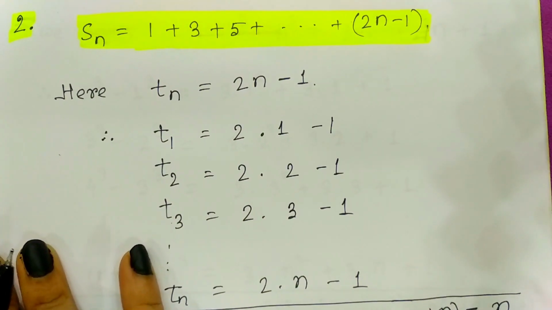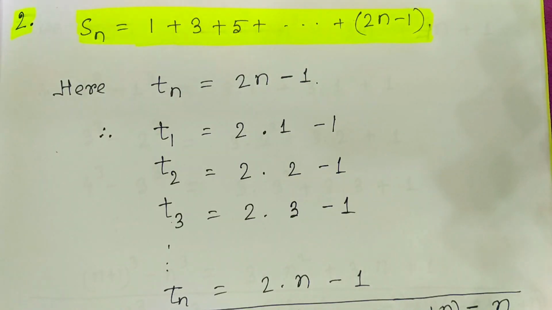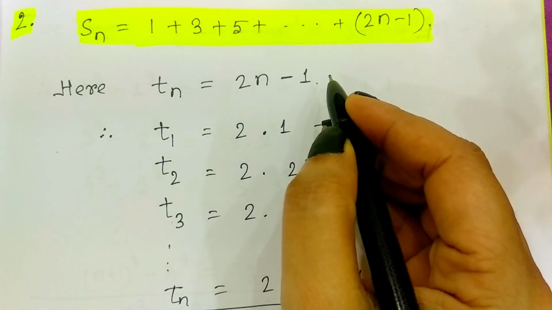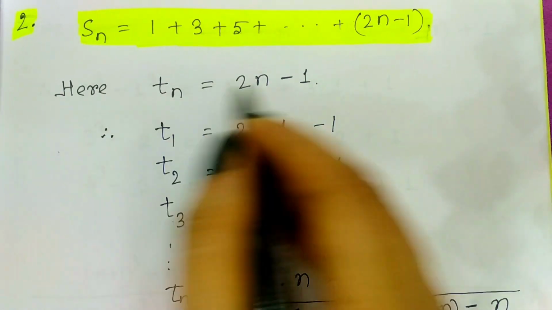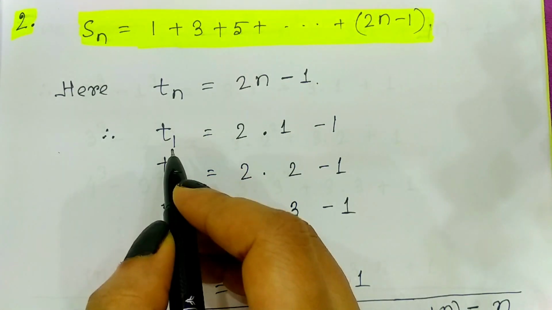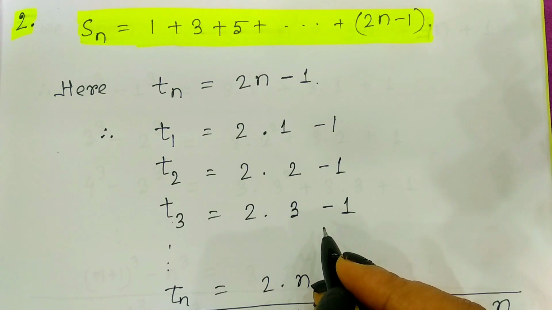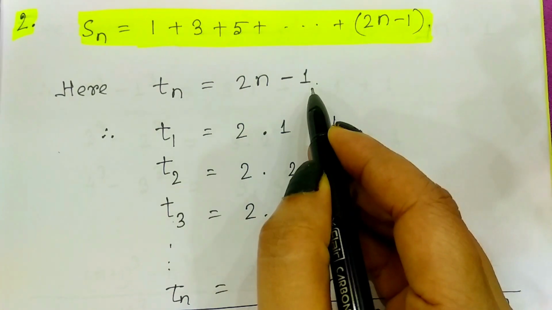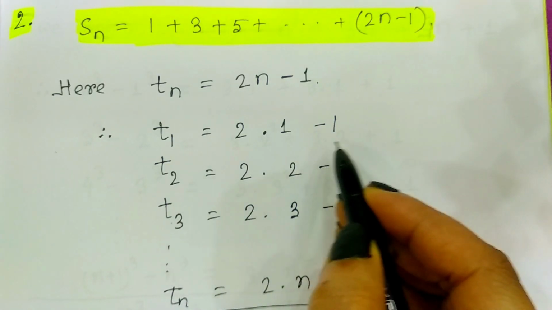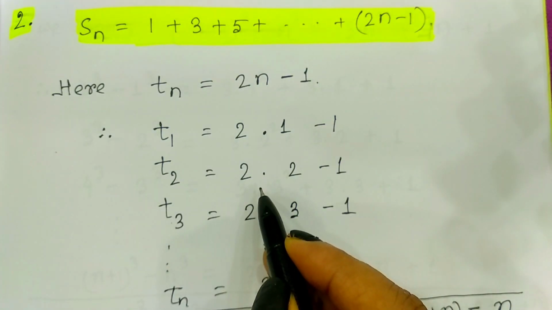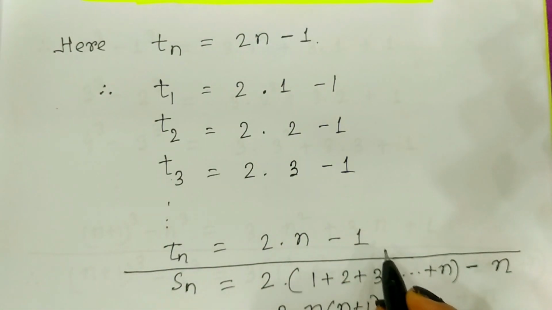So the next one is this series. Here we will find Tn is equal to 2n minus 1. At first our target is to find Tn for any given series. After that, if we substitute n as 1, 2, 3, we will find the corresponding values. As it is 2n minus 1, when n is equal to 1, we write 2 into 1 minus 1. When n is equal to 2, we get 2 into 2 minus 1. In this way, up to Tn, we will find all of them.